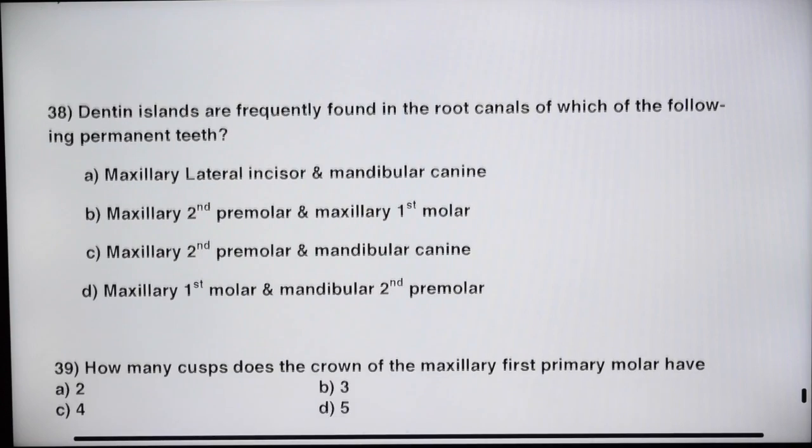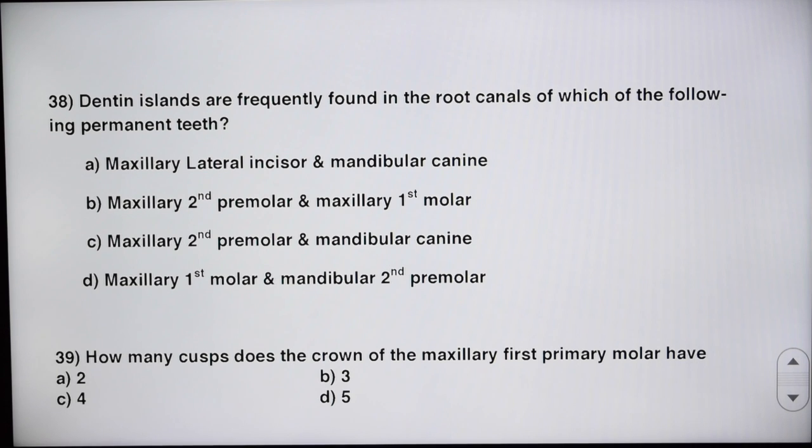And moving on to the next question, dentine islands are frequently found in root canals of which of the following permanent teeth? It's a direct pick from one of the previous NBDE questions. So usually we find dentine islands in root canals of maxillary second premolar and mandibular canine, option C, right?